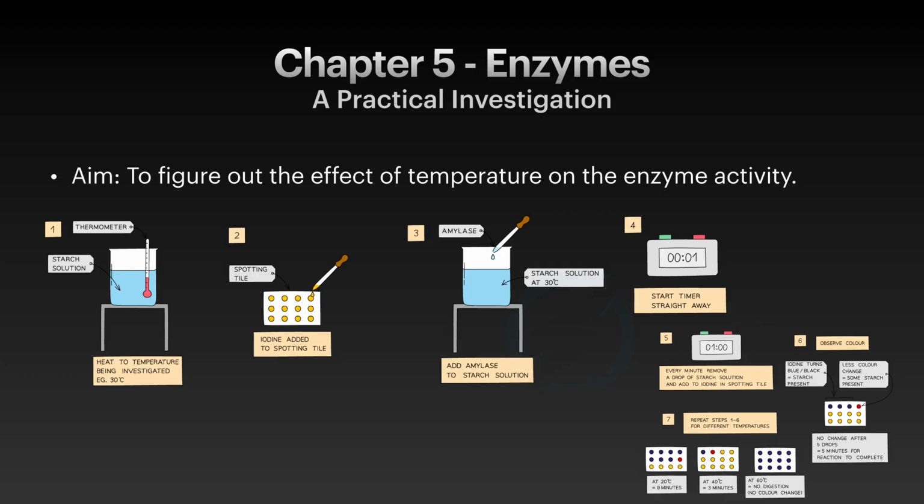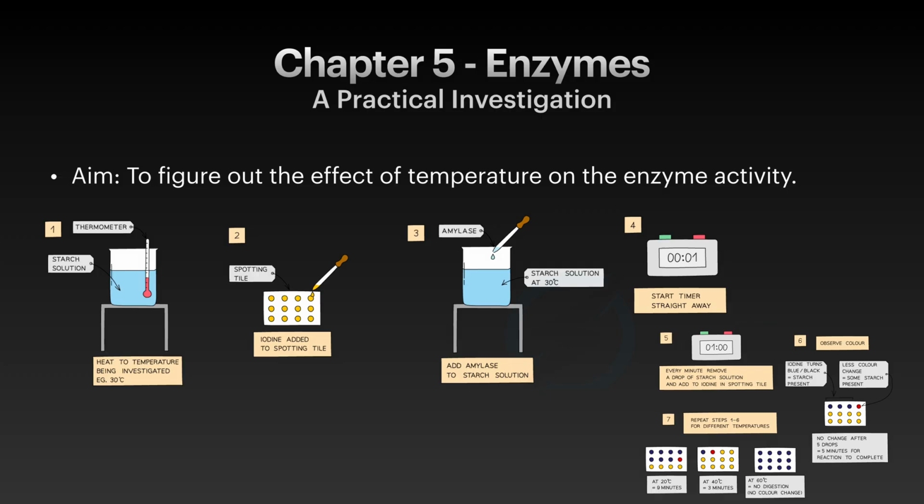Here's a typical setup. You might use an enzyme like amylase, which breaks down starch, and test it at different temperatures, say 0 degrees Celsius, 20 degrees Celsius, 30 degrees Celsius, 37 degrees Celsius, 50 degrees Celsius, and 70 degrees Celsius. At each temperature, you would mix the enzyme with its substrate, which is starch. Time how long it takes for the reaction to complete. You might test for starch using iodine solution. It turns from orange-brown to blue-black when starch is present, as we revised in Chapter 4.